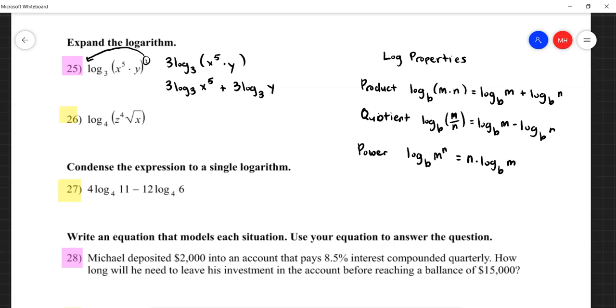And then lastly, this exponent will head to the front and we multiply them. So 3 times 5 is 15. So our final answer will say 15 times log base 3 of x plus 3 times log base 3 of y.